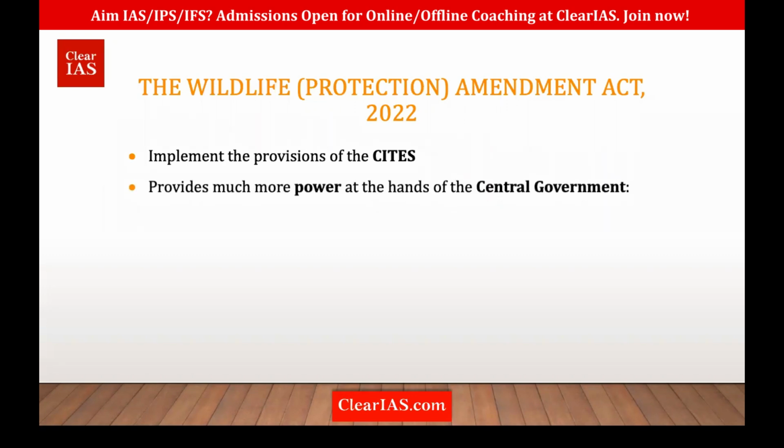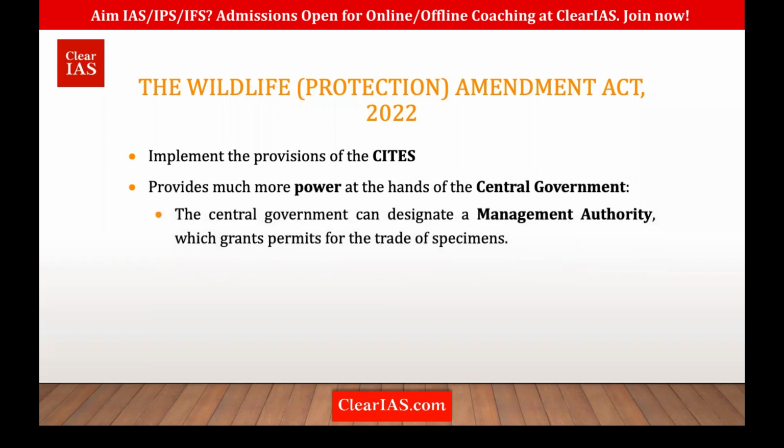While amending this act, another thing you must know is that this has given much more power to the central government. The central government can now designate a management authority. What does this management authority do? It gives grants and permits for the trade of specimens. So if you have to trade a particular specimen or species, there is a management authority designated by the central government.